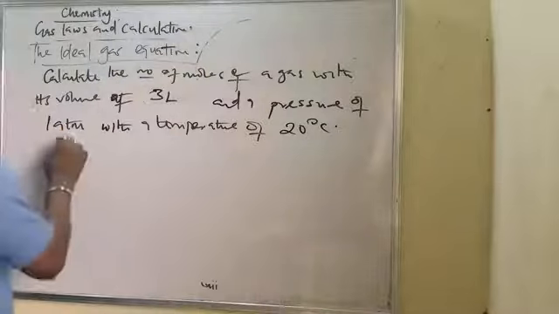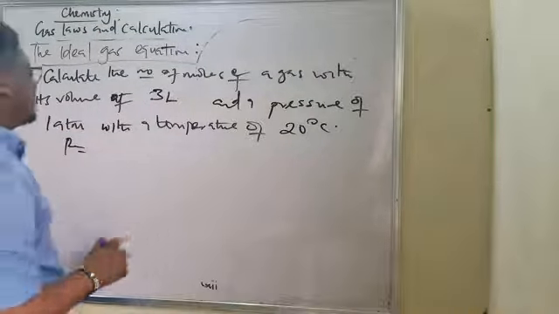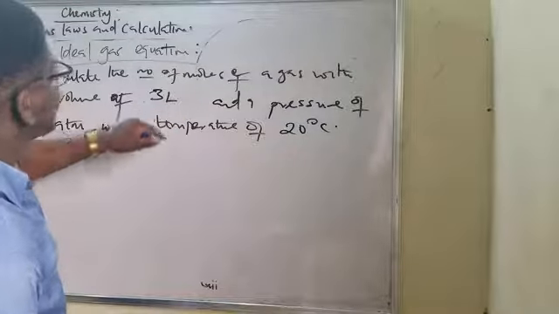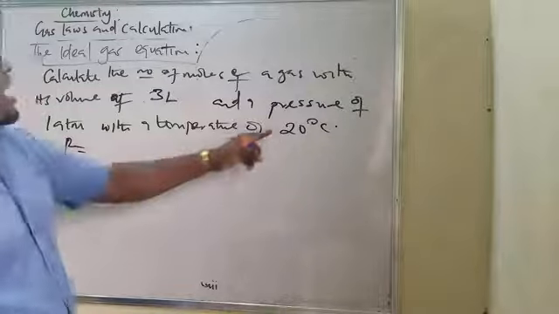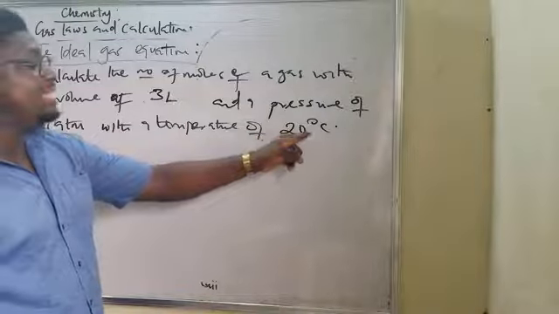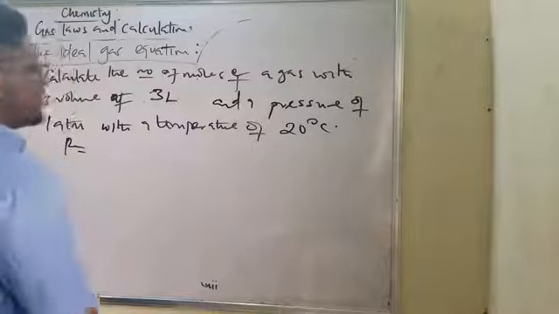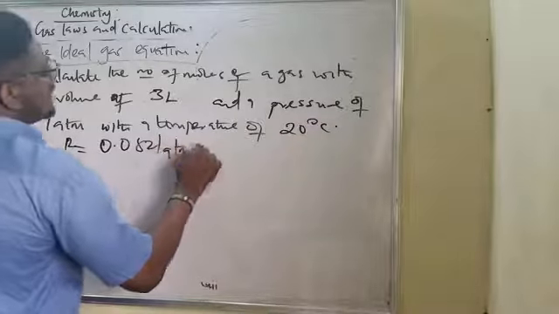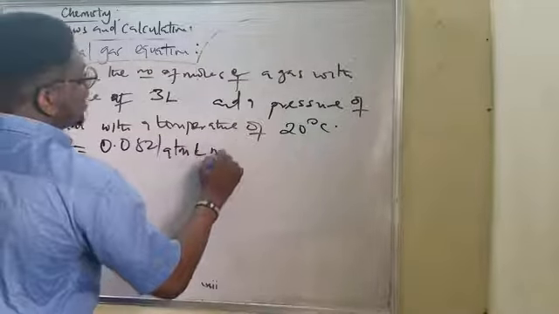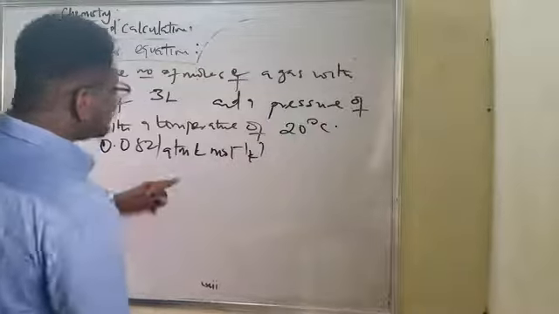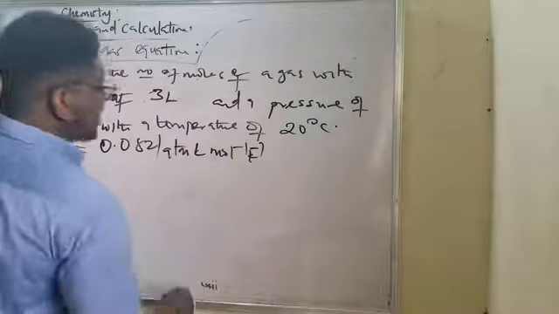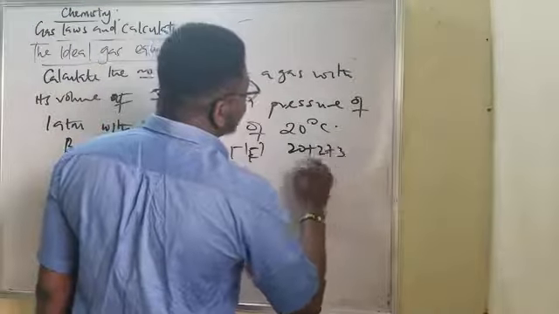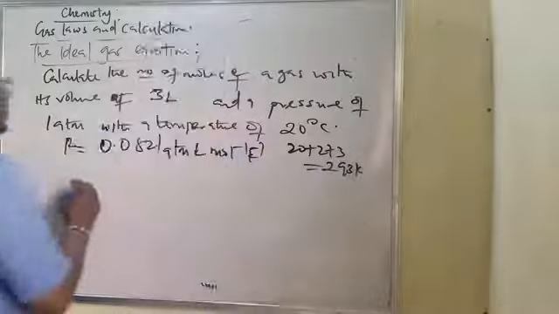So sometimes your R could be given and other times it is not given. But judging from the concept, I have my volume in liters, I have my pressure in atm, and I have my temperature in Celsius, but this can be converted to Kelvin. So my R is given as 0.0821 atm liter per mole per Kelvin, right? Okay, so I have to convert this first, which is 20 plus 273, which is 293 Kelvin.